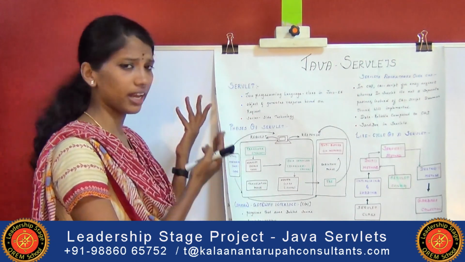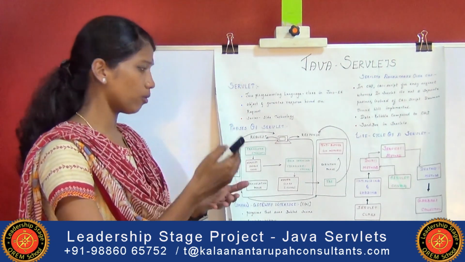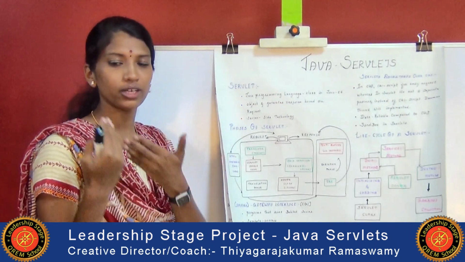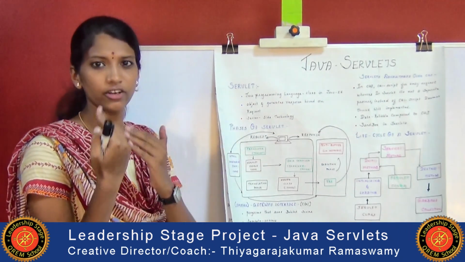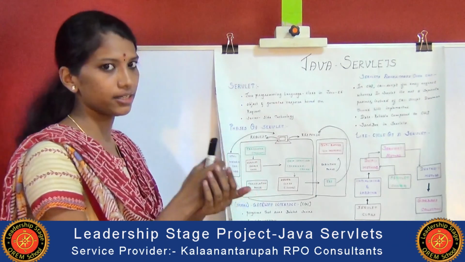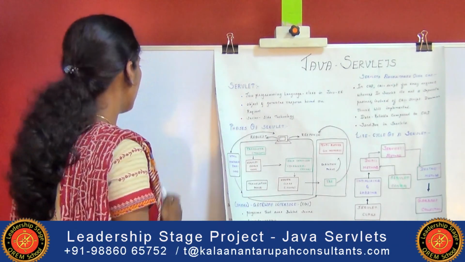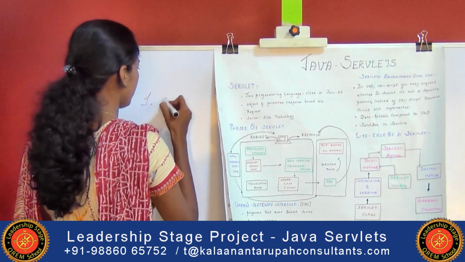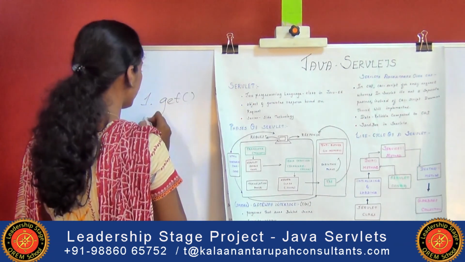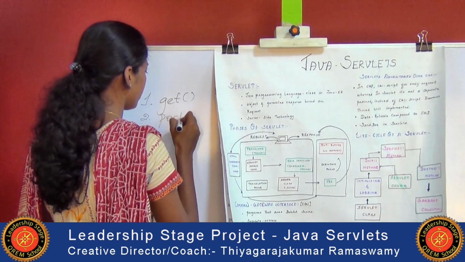When the client asks for any request, it will generate an object and return it as a dynamic response to the client regarding the client request, based on the user requirements. In servlet, we have two main concepts: two methods, the get method and the post method.